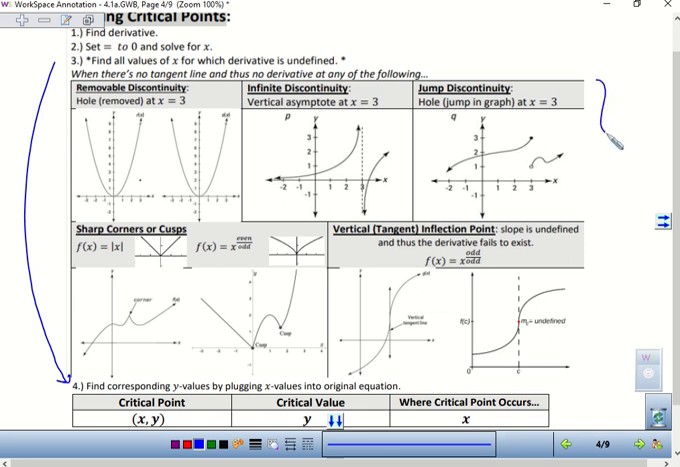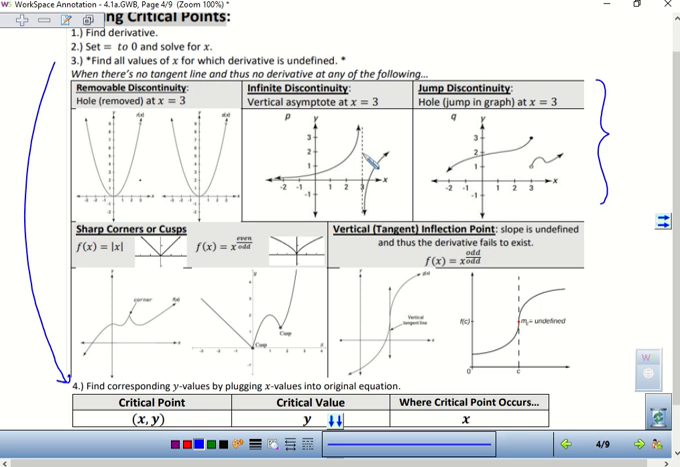So you guys should be super familiar with these three types: removable, infinite, and jump. Everybody remember those three? So removable is where you have a hole. That's where you have something that cancels out of the numerator and denominator but is undefined. Infinite is a vertical asymptote. That's where you have a graph of x over x minus 3. You have a value at 3 that cannot be canceled. It's in the denominator. That's where vertical asymptotes come from.